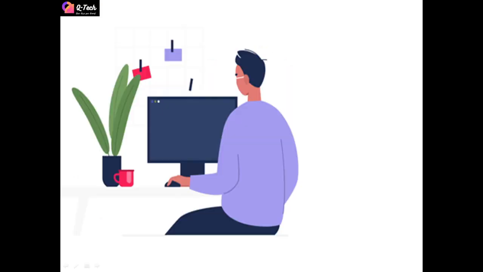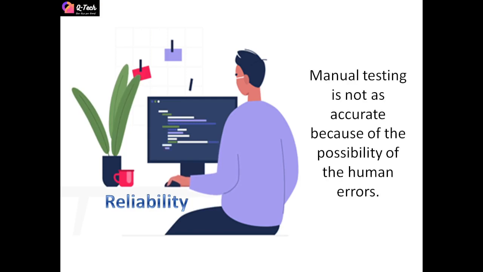Now the second one is reliability. In manual testing, if a tester is not okay with his or her mindset, or has some problems, then he will not test the application or software accurately. So manual testing is not as accurate because of the possibility of human errors. Physically not fit, mentally not fit, so that's why bugs are missed in manual testing. So reliability is not accurate.